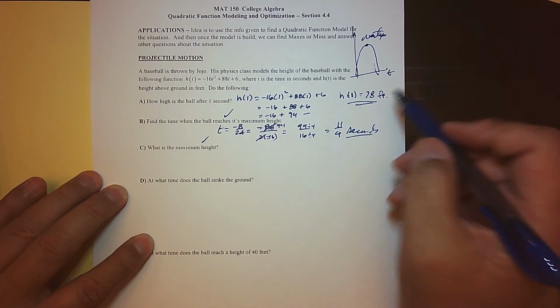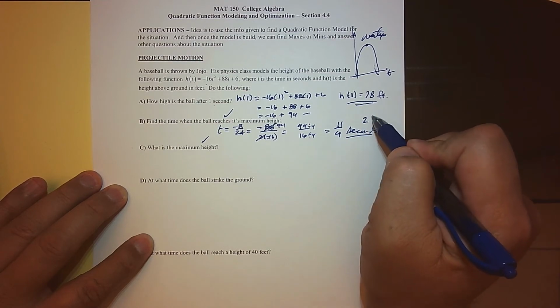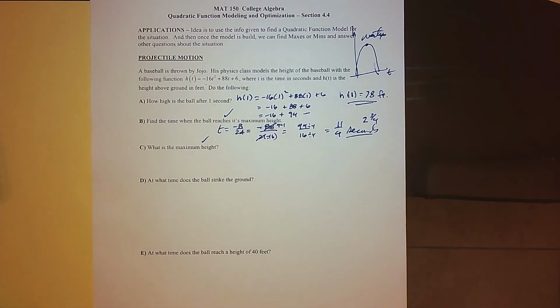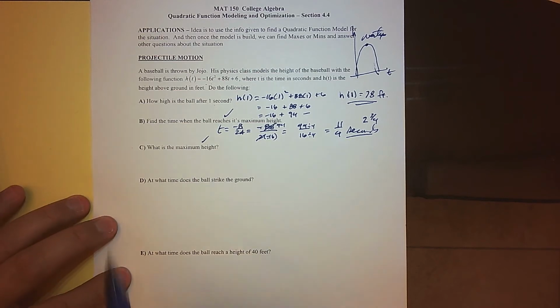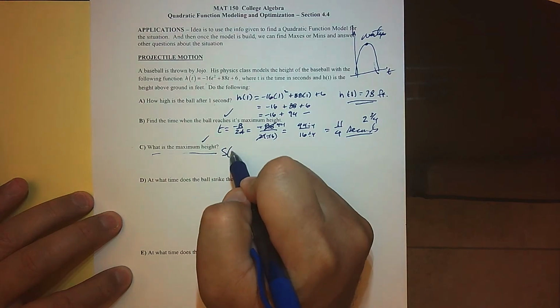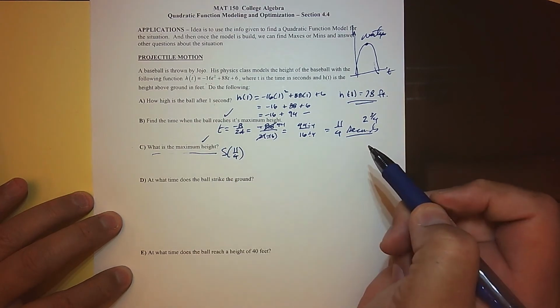I'm going to keep it in that fractional form. That's like 2 3/4 seconds. So it's going to take 11 fourths, or 2 3/4 seconds, for the ball to reach its maximum height. What is that maximum height? Well, we basically just have to find h of 11 over 4.